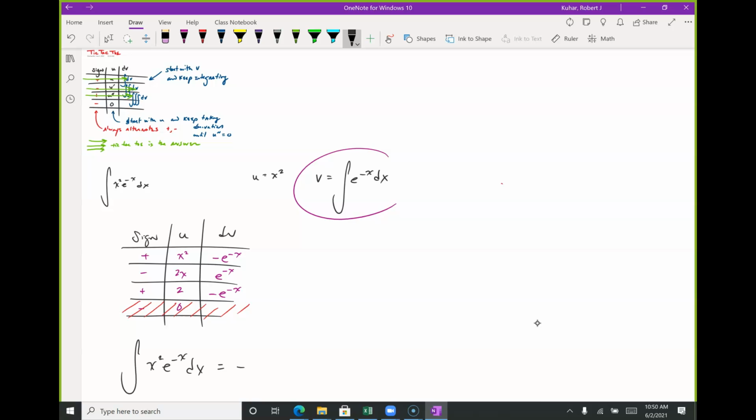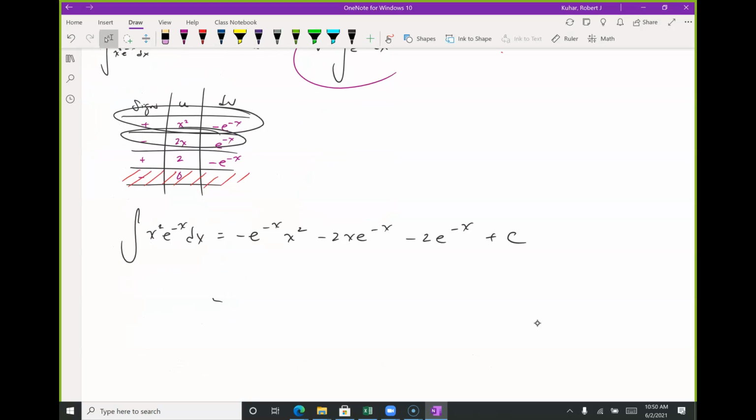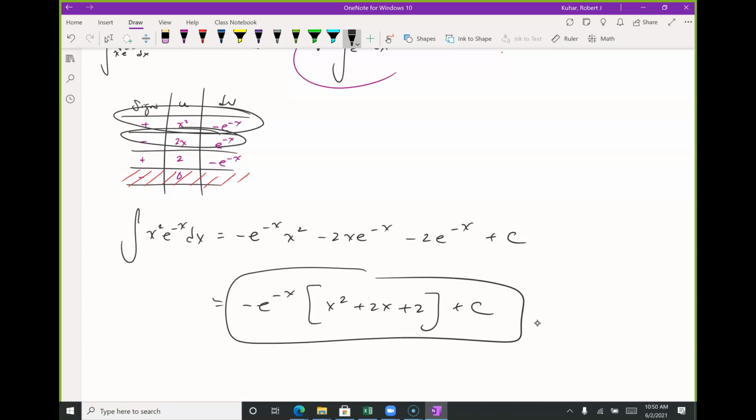so I get negative e to the negative x times x squared. There's my tic. My tac is negative 2x e to the minus x. And the last one is negative 2 e to the minus x. And then I add a constant c. And then I can, of course, factor out. And I get the same answer as before. Oh my God, so much quicker. So much quicker.